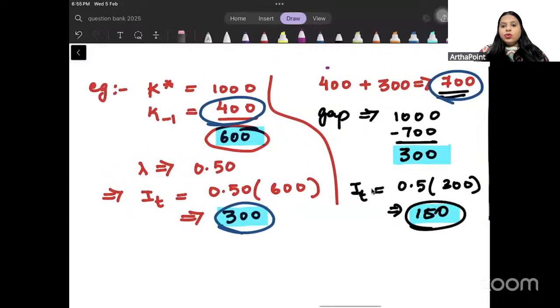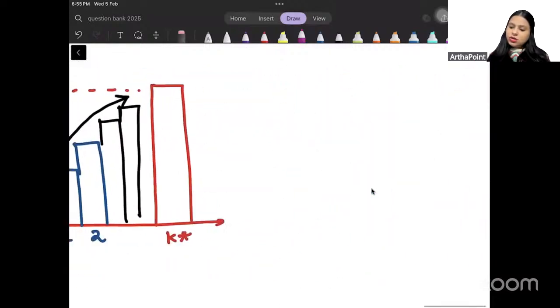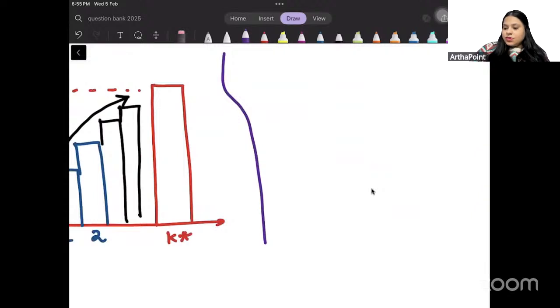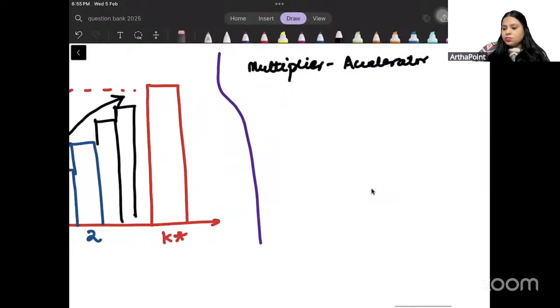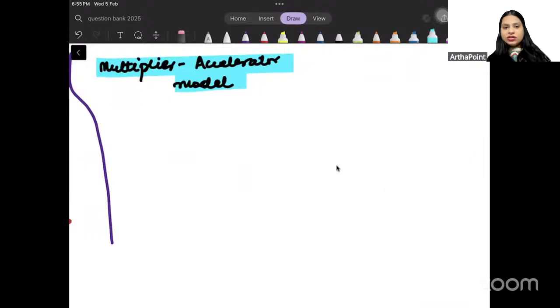Okay. Then the third thing that we want to do in this investment model, that is actually called as multiplier accelerator model. Now, what happens in the multiplier accelerator model, as the word suggests, is that we combine the effect of multiplier and accelerator in one model. दोनों चीजों को हम एक साथ कंबाइन करते हैं.